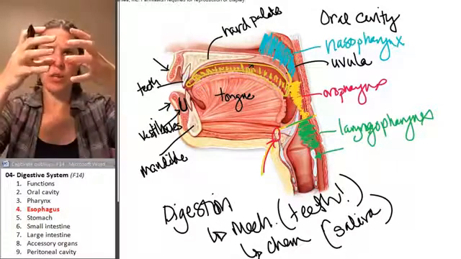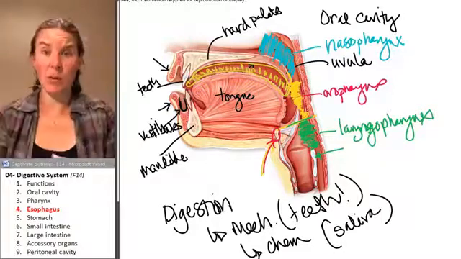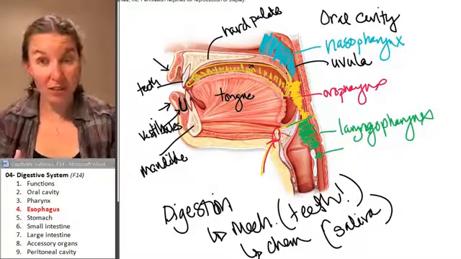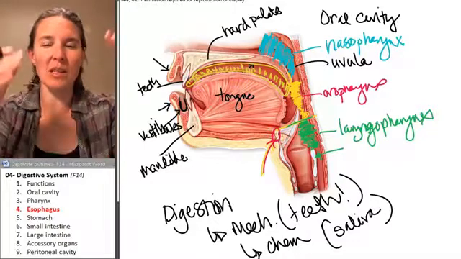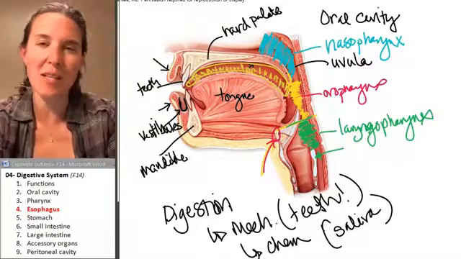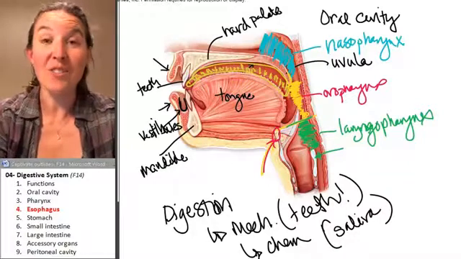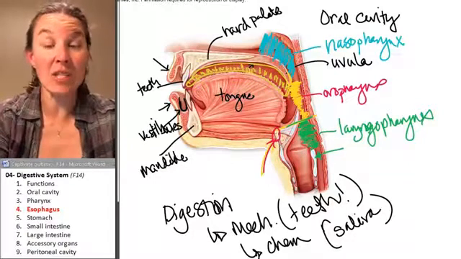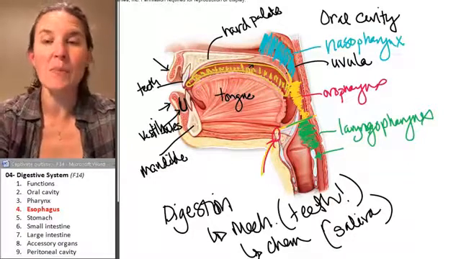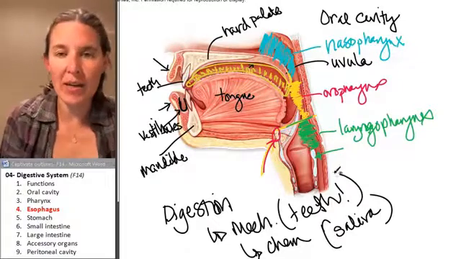Because food is basically swallowed through it, there's lots of mucus in the space, and it's lined with stratified squamous epithelial tissue, which you can think about the functional significance of having that kind of tissue lining this space. I want to show you where it is.